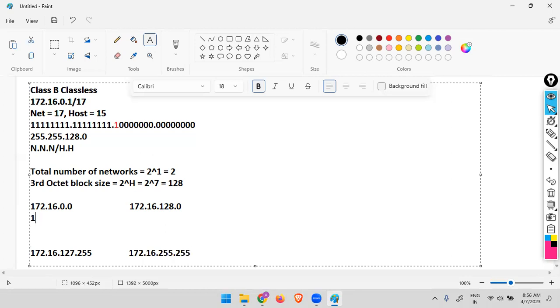First valid IP here will be 172.16.0.1. Here it will be 172.16.128.1. The last valid IP here will be 172.16.127.254. And here it will be 172.16.255.255.